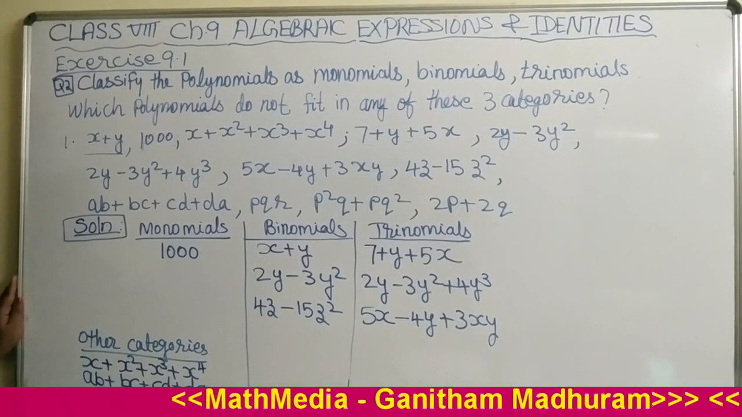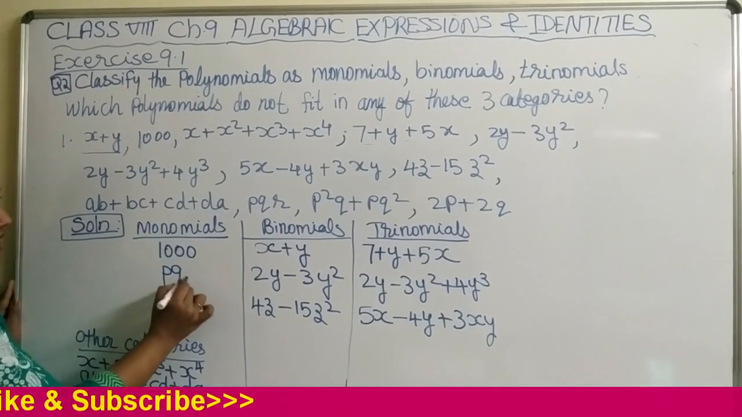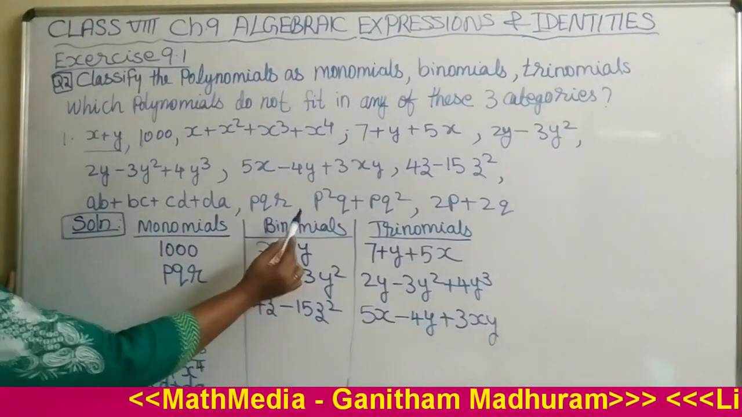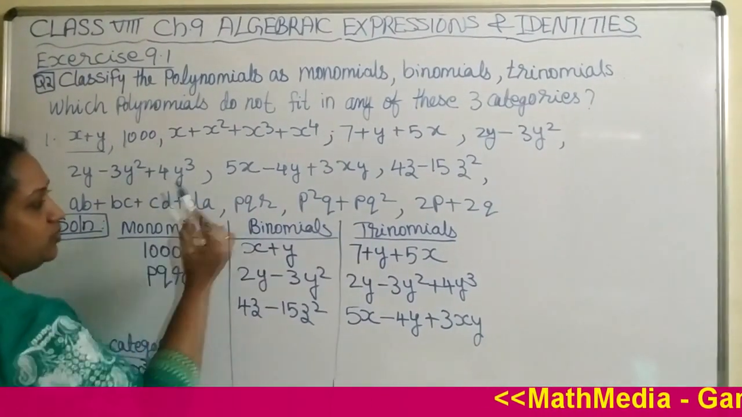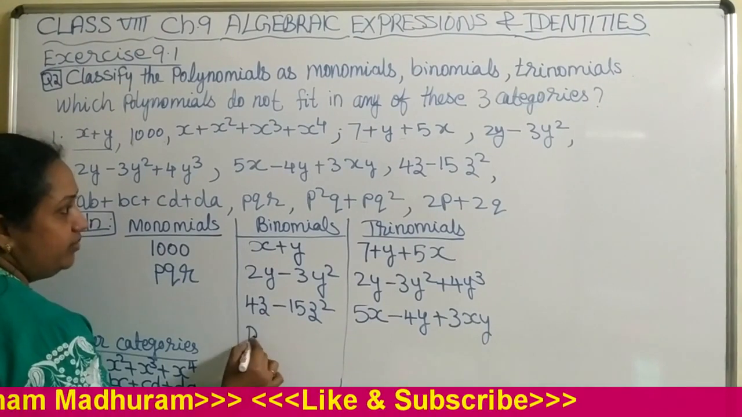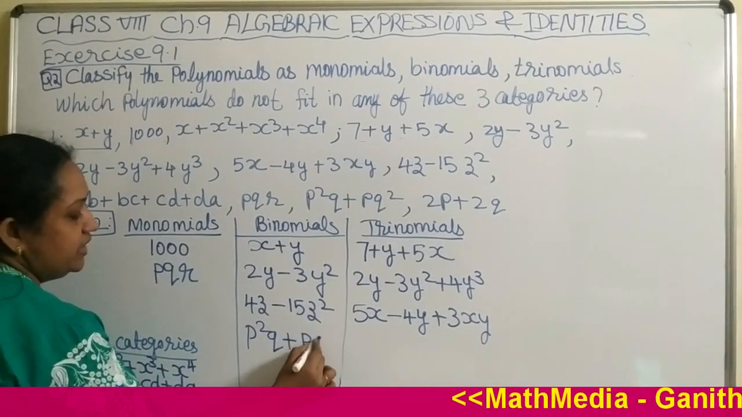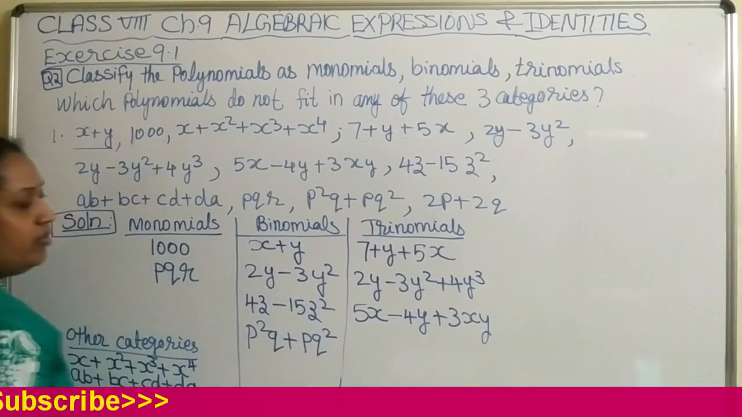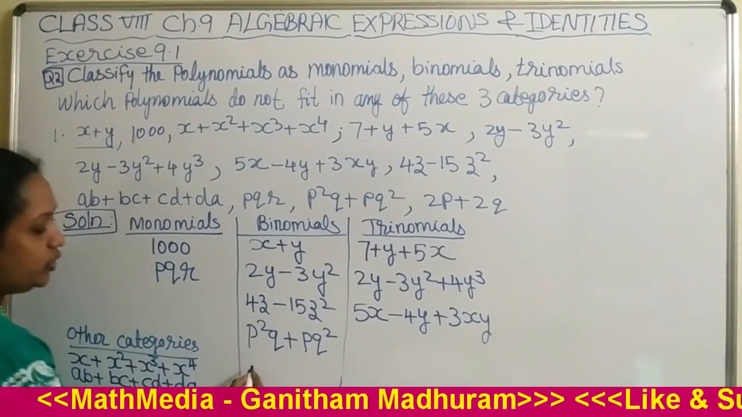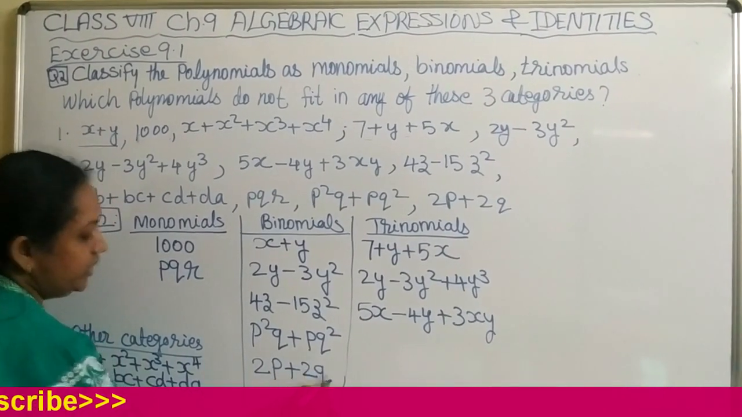And the next one is PQR, a single term. So it comes under the category of monomials. And the next expression is P square Q plus PQ square. That means P square Q is 1 term and PQ square is the other term. 2 terms are there, so it comes under the category of binomials. And the last one, 2p plus 2q, it has 2 terms, so it is also called binomial.